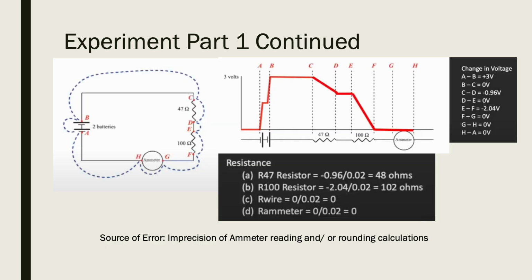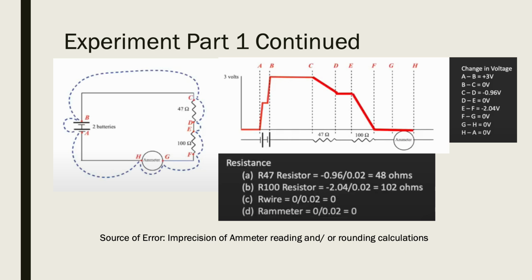Then we were able to calculate the change in voltage across the circuit. Through the battery, it gains 3 volts, and then through the 3 resistors, it loses voltage. Like C to D, it's 0.96 volts, and then for E to F, it was negative 2.04 volts. And then we applied this on a graph to show how the voltage changed throughout the circuit.